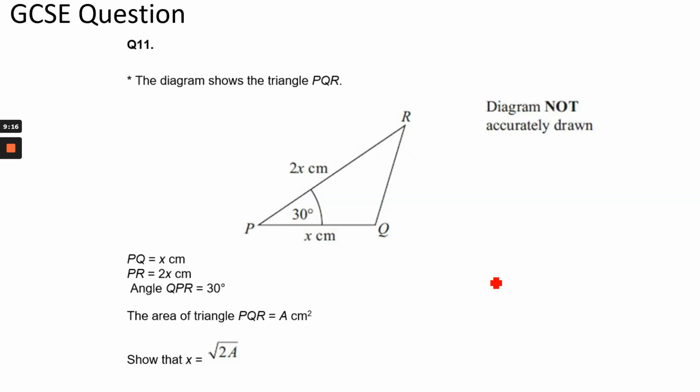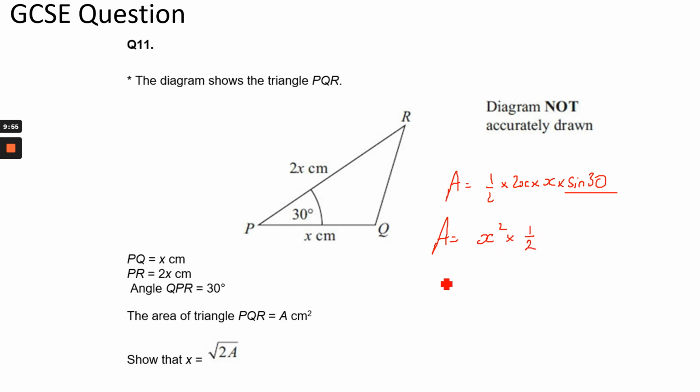Okay, the last question. They're trying to make it harder by putting in algebra. Okay, so the area is equal to half of A times B times sine 30. So let's substitute what we've got in. So the area is A. Half of 2x is just x. So x times x is x squared. And you should know from previous lessons that sine 30 is a half. Okay, so sine 30 is a half.